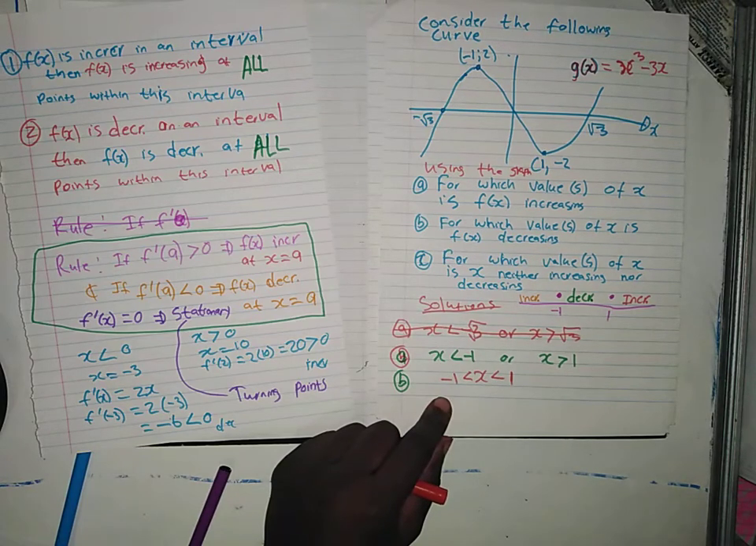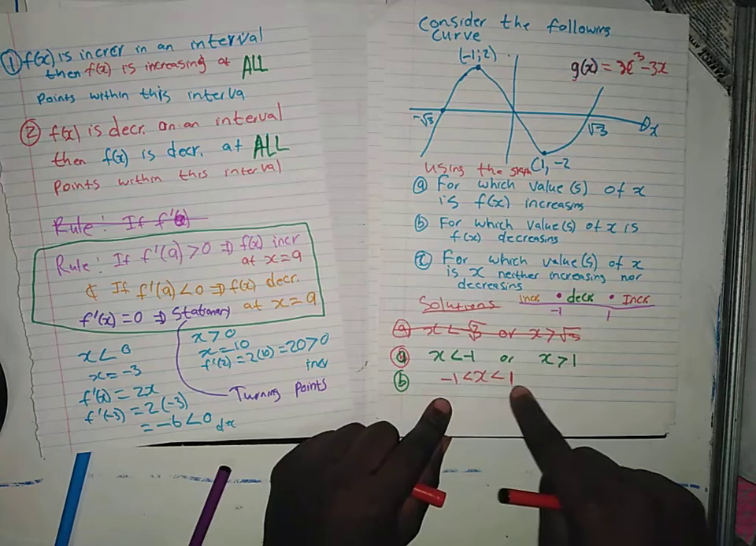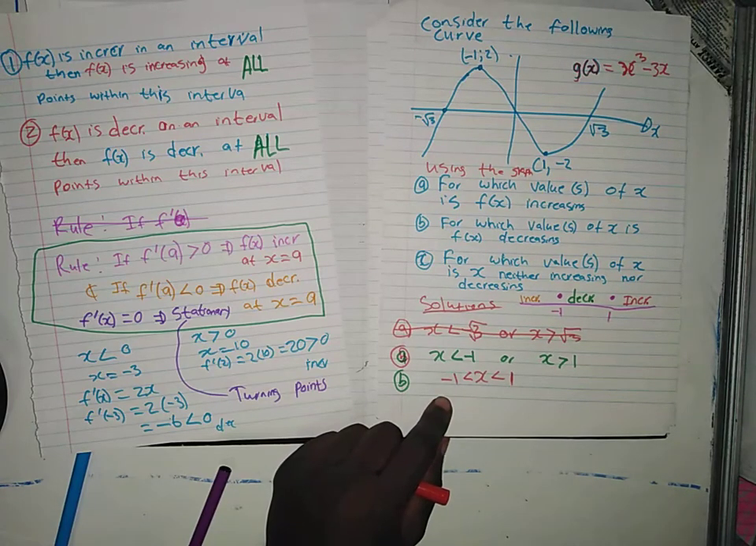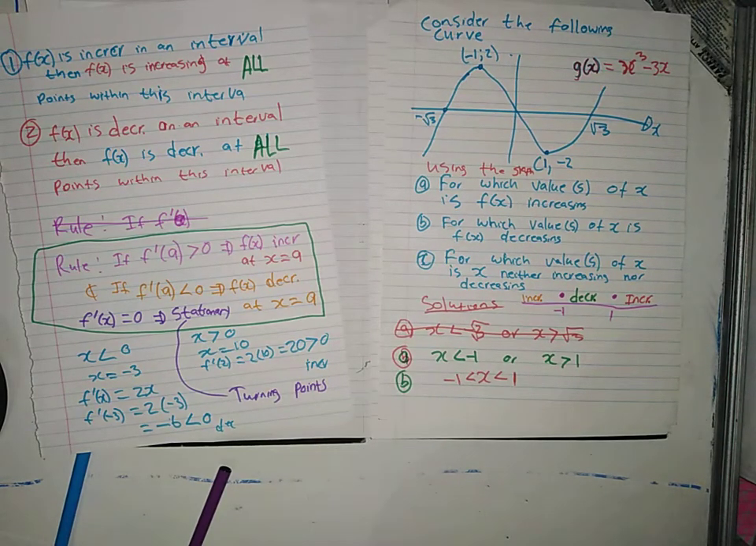Sometimes it will be different numbers. Sometimes it can be 1 here and then 4 here. It doesn't matter. It always depends on what your critical points or your turning points are. Okay, so let's do the last one.